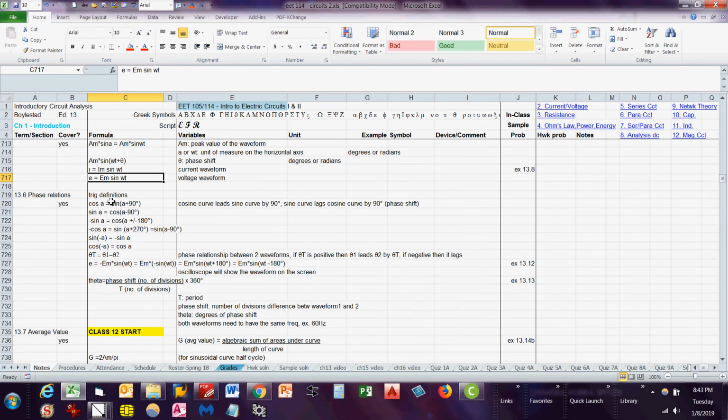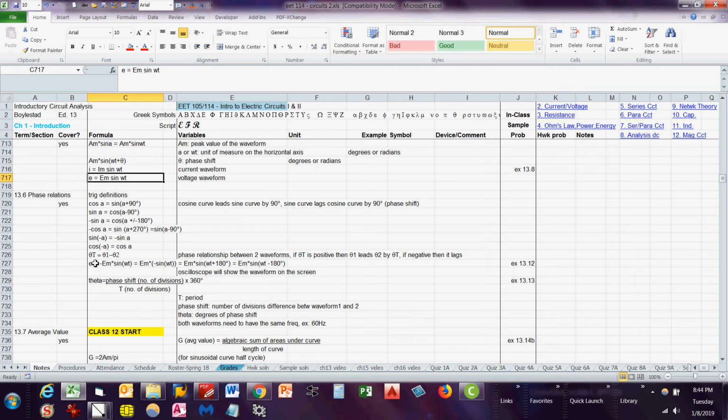Some trigonometry definitions. Cosine of A equals sine of A plus 90. I'm not going to read all these off, but this is how you convert. Sometimes you're given a problem in a cosine form and you have to figure it out in sine form. This is probably the most common one that you're going to see. Or negative sine of A is equal to cosine of A plus or minus 180. Negative cosine is equal to sine of A plus 270 or minus 90. Sine of negative A is negative sine of A. Cosine of negative A is cosine of A.